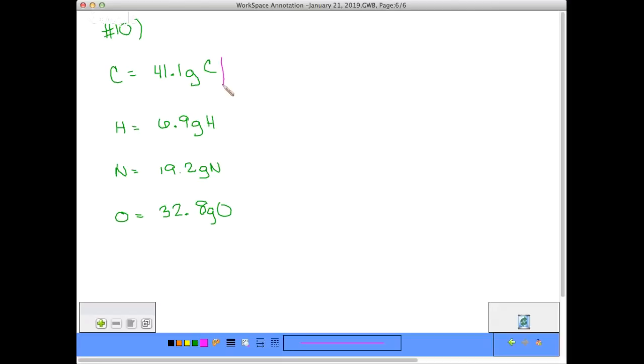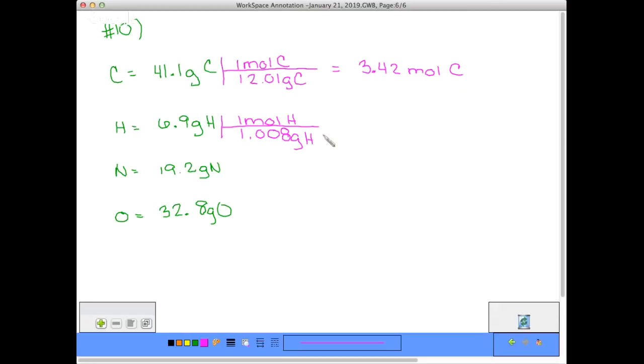So now what I want to do is figure out the number of moles. So I'm going to multiply these each by their molar mass. So if I know that 1 mole of carbon is 12.01 grams of carbon, which means that I have 3.42 moles of carbon. Going to do the same thing with hydrogen. I know that 1 mole of hydrogen is 1.008 grams of hydrogen. And so this ends up being 6.8 moles of hydrogen.